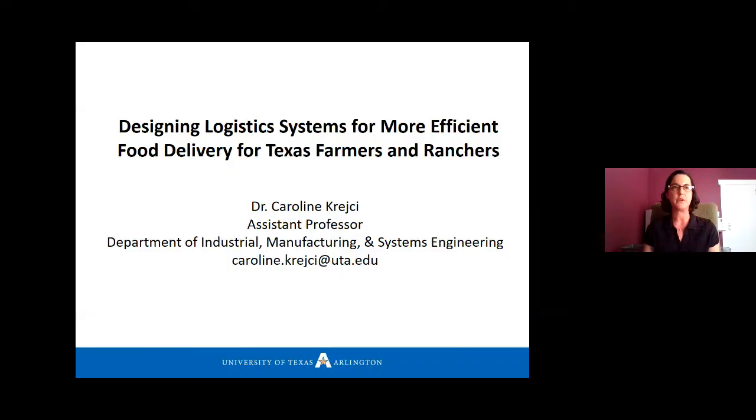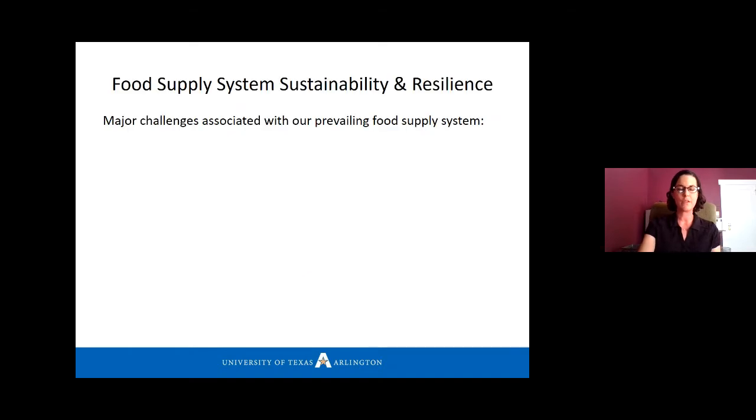So the title of my talk today, so I'm talking about a research project that we've been working on for the past year, but really this is a follow-on from some research that I've been working on for the past 6 years. So the title of the talk is Designing Logistics Systems for More Efficient Food Delivery for Texas Farmers and Ranchers. So it is a Texas-based research project, very excited about it. So we'll just jump right into that.